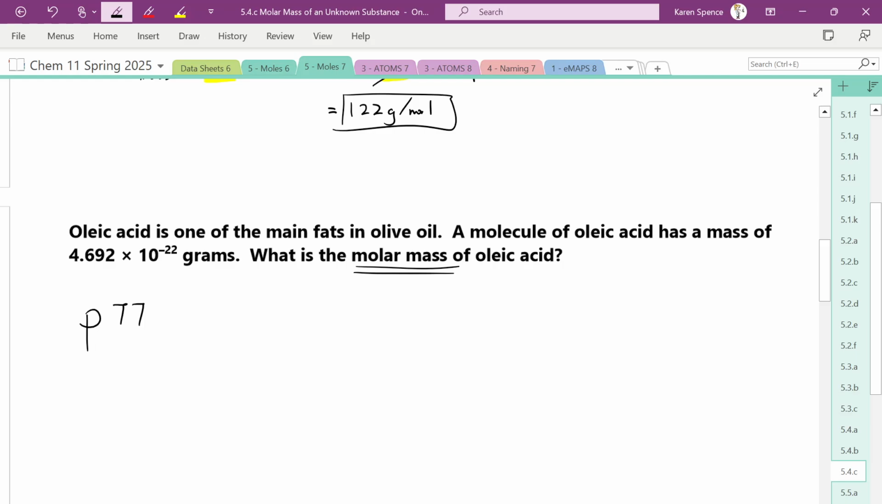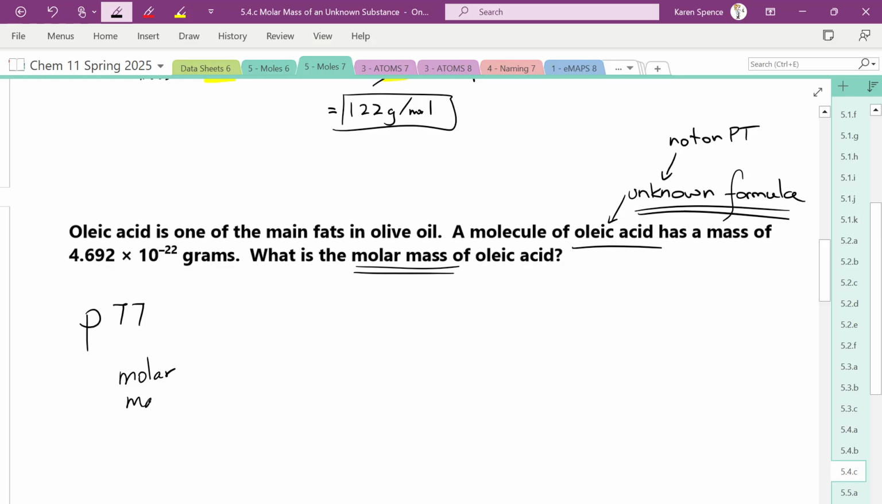And everyone at that point on the quiz is like, excuse me, what's the formula for oleic acid? And I will tell you, you don't need it. Why don't you need it? Oleic acid has an unknown formula. I don't know it off by heart. What do we do if we have an unknown formula to find molar mass? Do we use the periodic table? No, this is not on the periodic table. How do we find molar mass then?